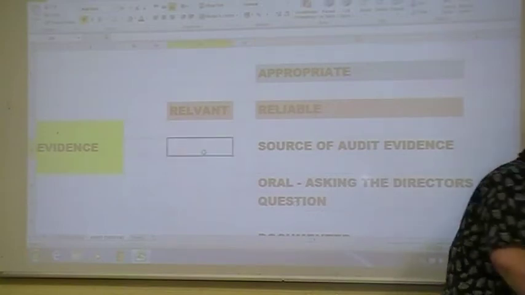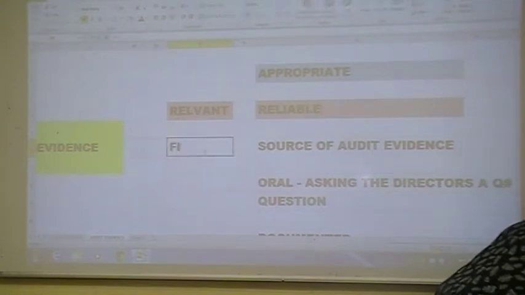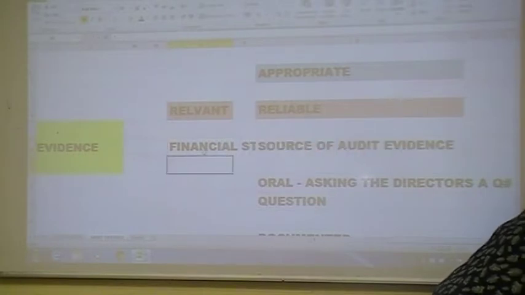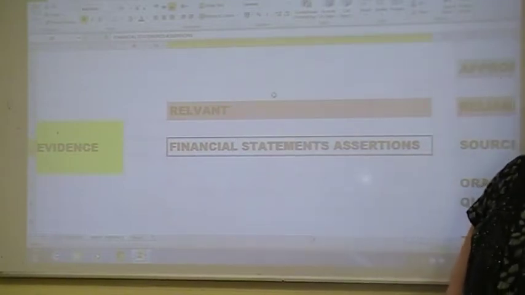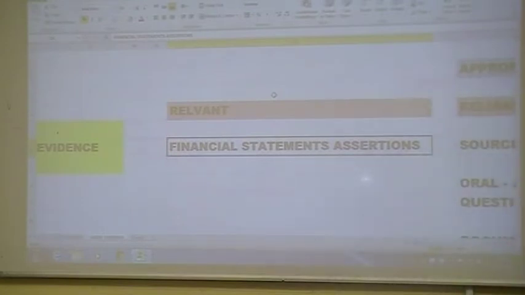Okay, so relevant. Is your audit evidence relevant? What we're looking at here are our financial statement assertions. This one over here, these assertions: existence, rights and obligations, occurrence, completeness, valuation, measurement, presentation, and disclosure.